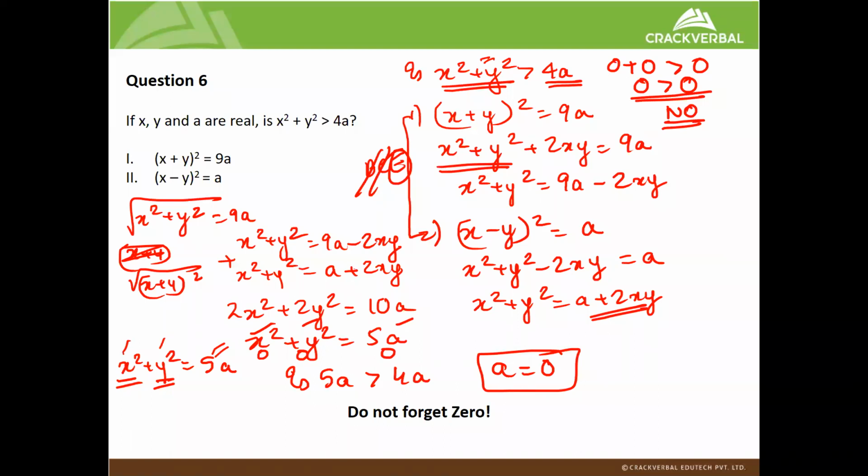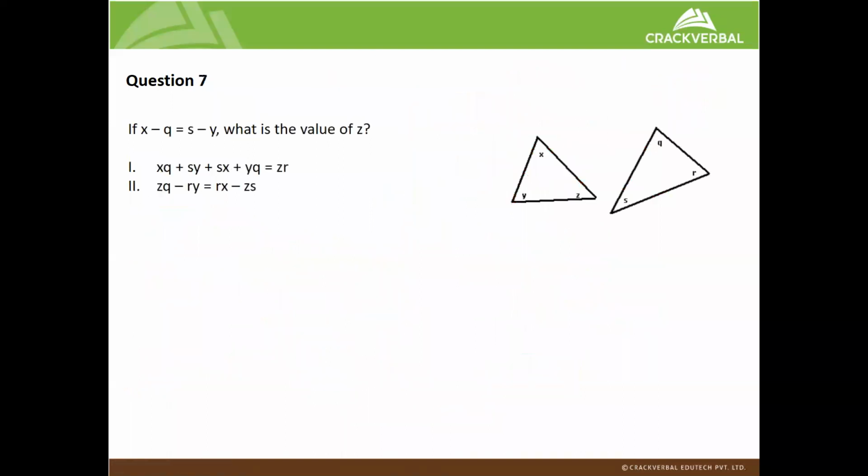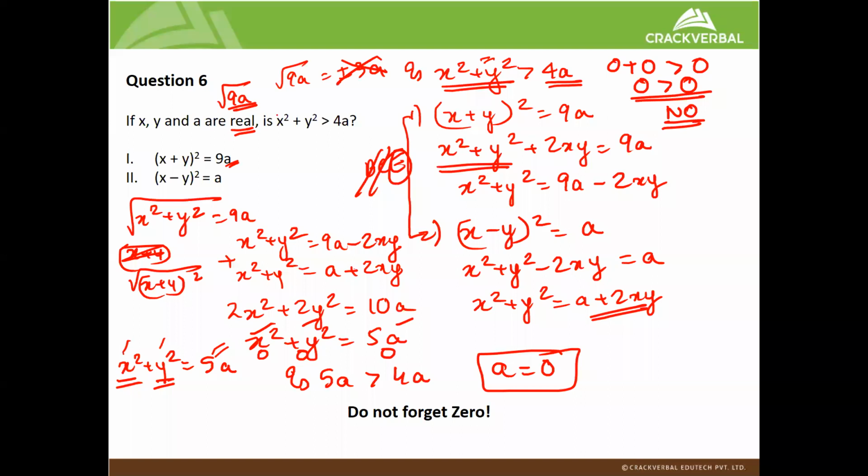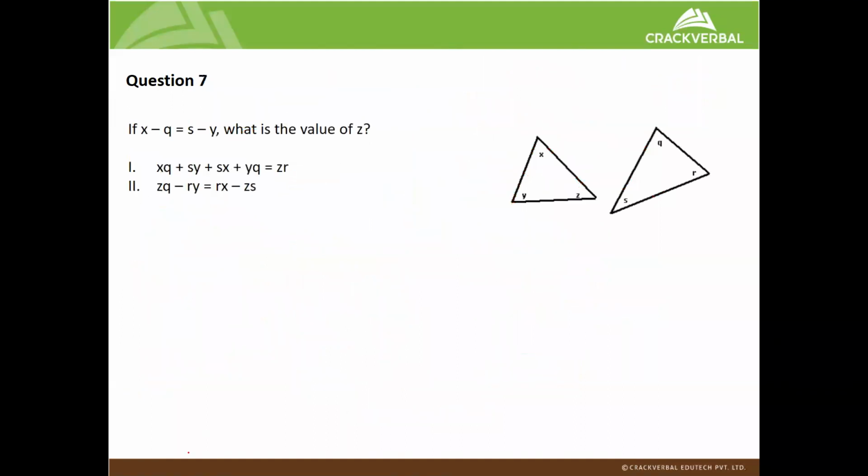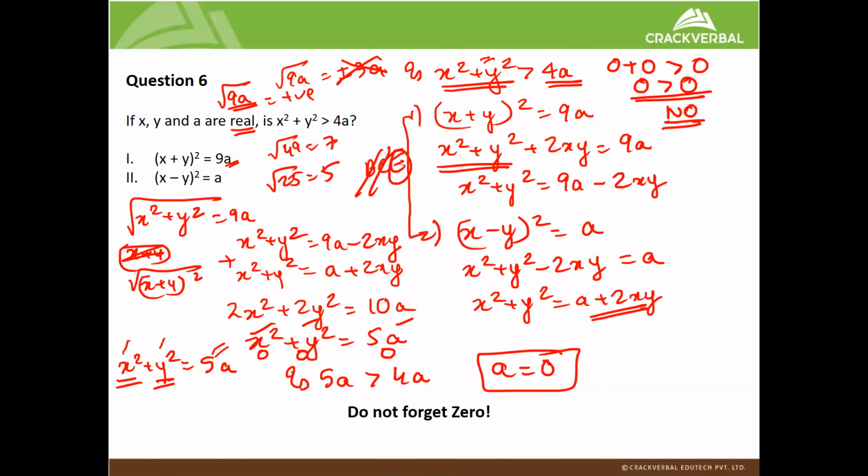But whenever you solve questions, especially with squares and things, you need to understand that a square and a square root is not the same. So root of 9a is not plus or minus 3a. This is completely wrong. I think you have to revisit your concepts of algebra. Root of any constant, a is a constant here. Keep that in mind. x, y, and a are real. Root of any constant will always be positive. Root 49 is 7. Root 25 is 5, right? So you can't do that.